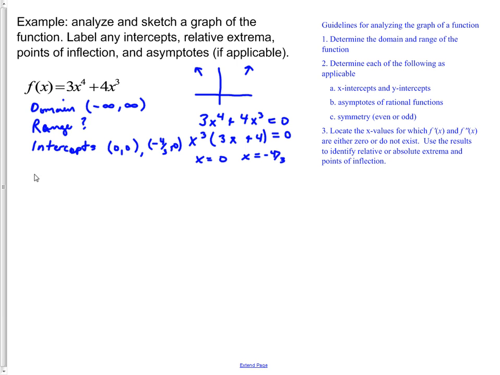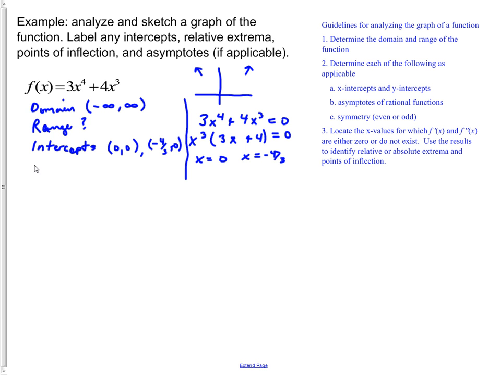Now that we have that information, is it an even or odd function? In this case, no. If we were to substitute in f of negative x, we're not going to find any useful information right here, right? F of negative x does not equal f of x, so it's not even. F of negative x is not the negative of the original f of x, so it's not odd. Therefore, we can't use that. And there are no asymptotes. This isn't a rational function that has that kind of feature.